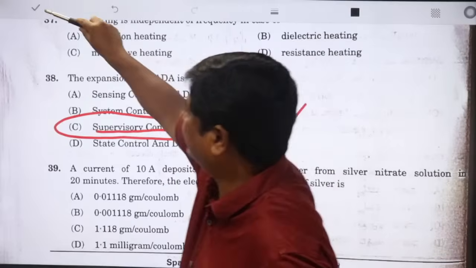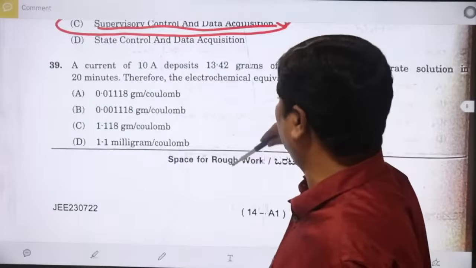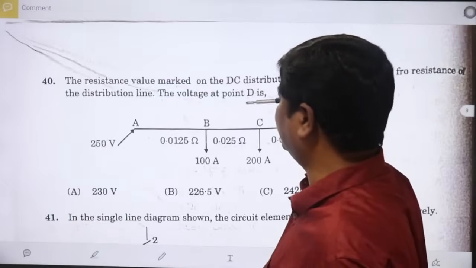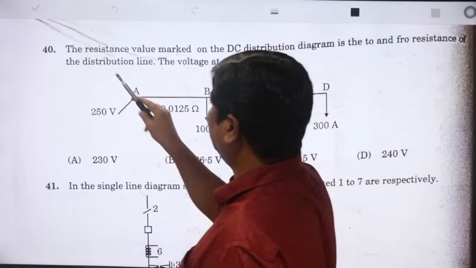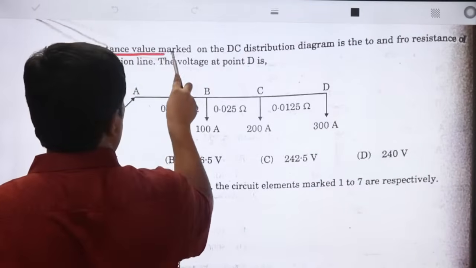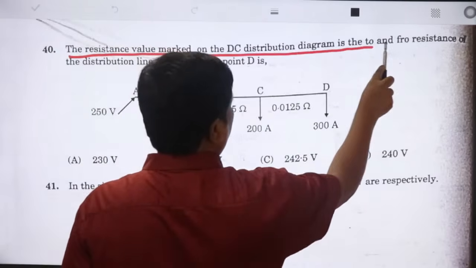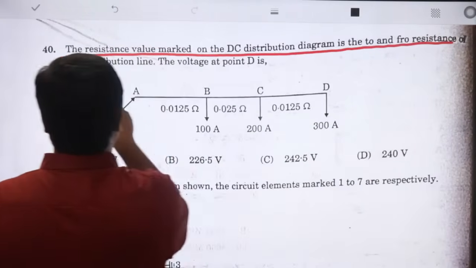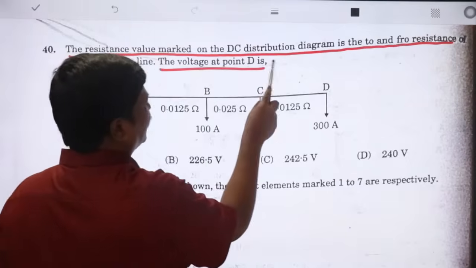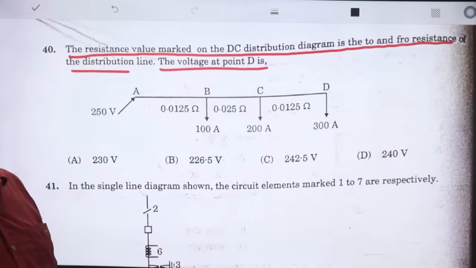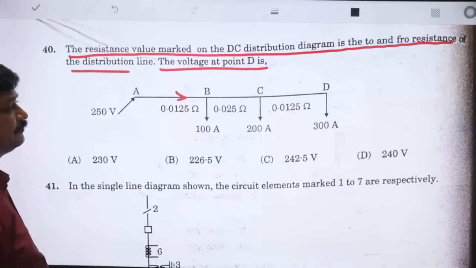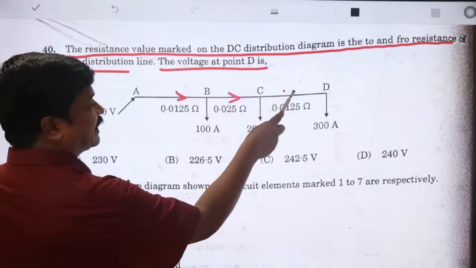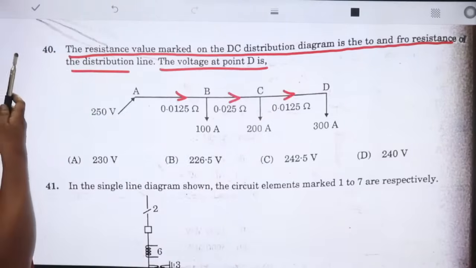Yeah. Next, this maybe belongs to the electrolytes. This one you see here. Very simple, na? The resistance value marked on the DC distribution diagram. This is Kirchhoff voltage law. The voltage at point D. What is the current coming here? What is the current here? If that, you will get the answer.